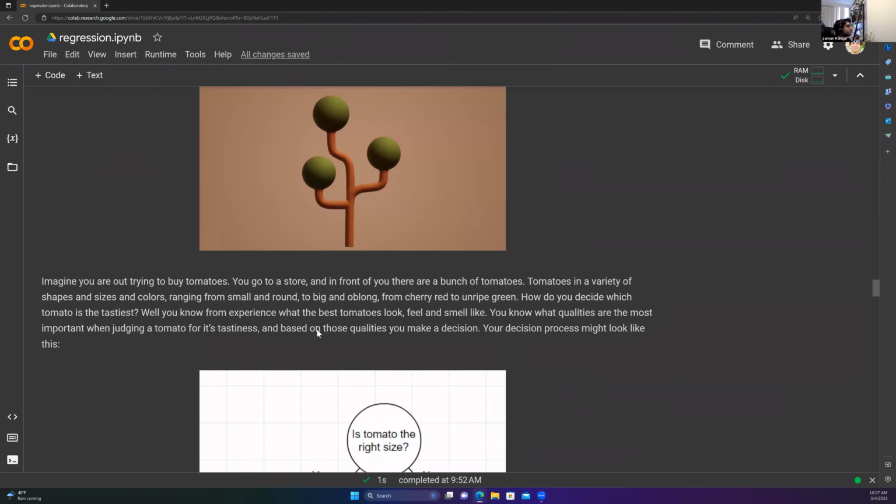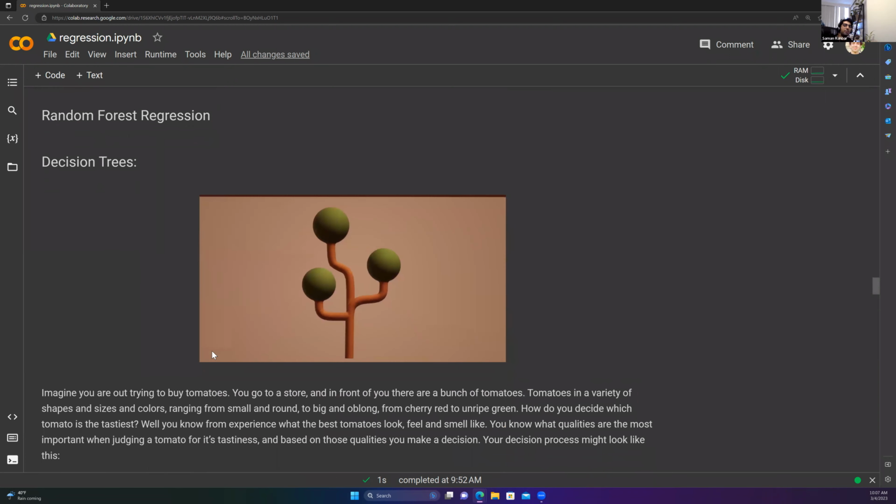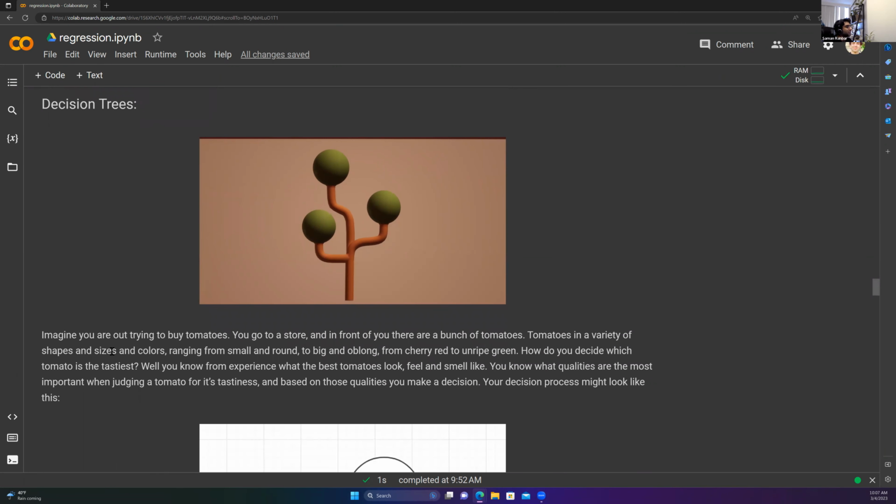So now let's go to decision trees. As the name entails, decision trees, I like this example. Imagine, for example, you're out trying to buy tomatoes. You go to a store and in front of you, there are a bunch of tomatoes, right? Tomatoes come in a variety of shapes and sizes and colors, ranging from small and round to big and different shapes. You want to decide which one is better. So you want to come up with some sort of logic: which one should I pick?